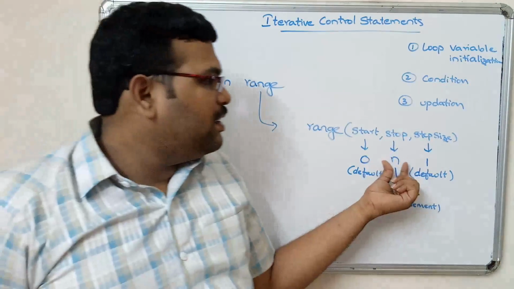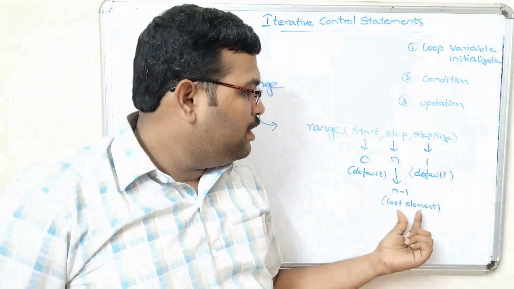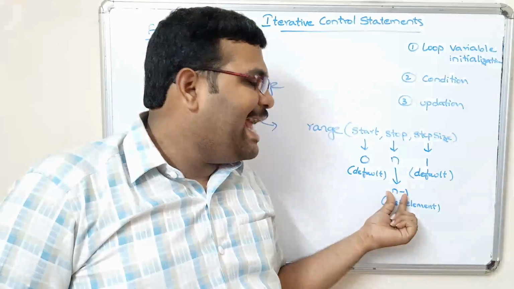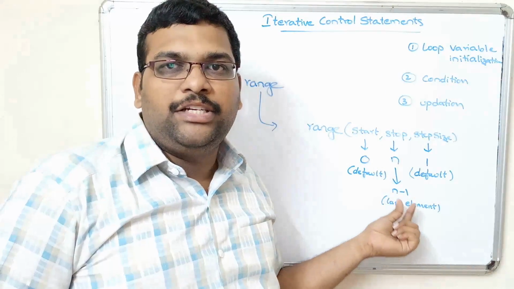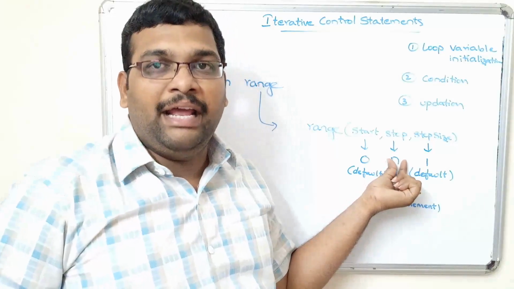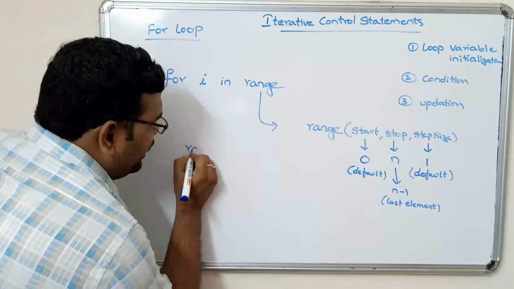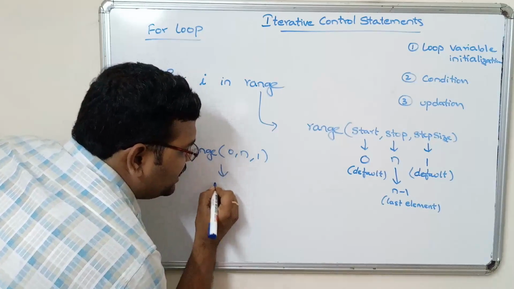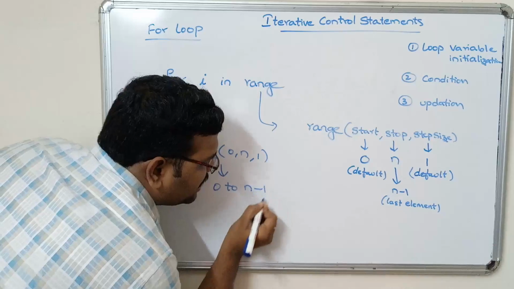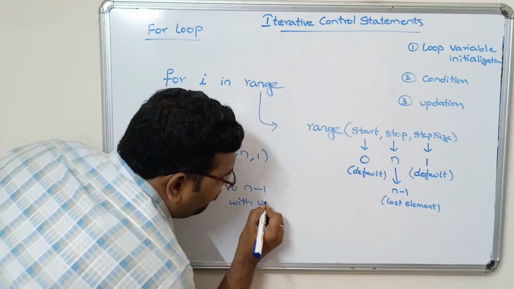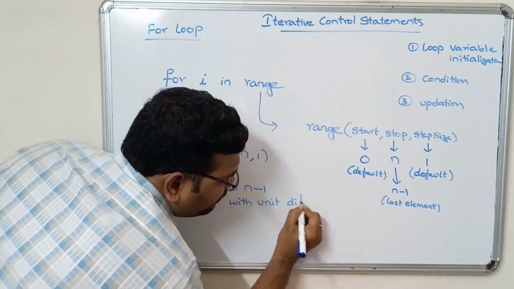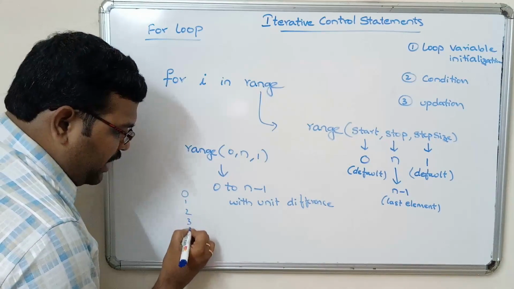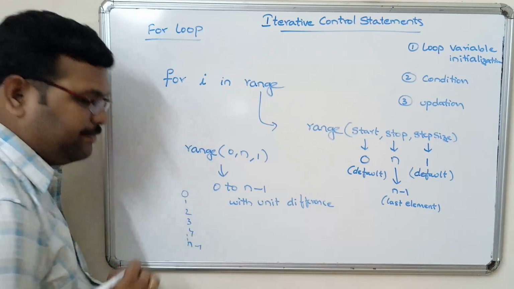Right? So if n is the last element, n is the stop element, the end element, the last value will be n minus 1. It will not include the n value. So that means simply range of 0, n, 1. This implies 0 to n minus 1 with unit difference. Right? From 0, 1, 2, 3, 4 and so on, up to n minus 1.